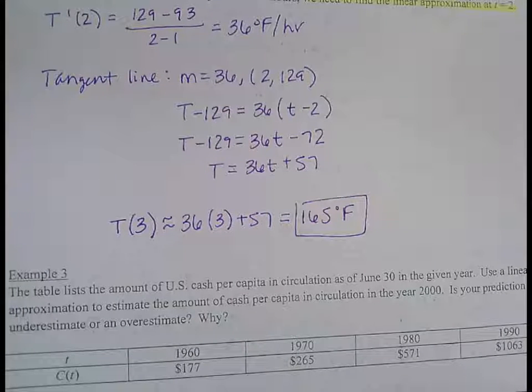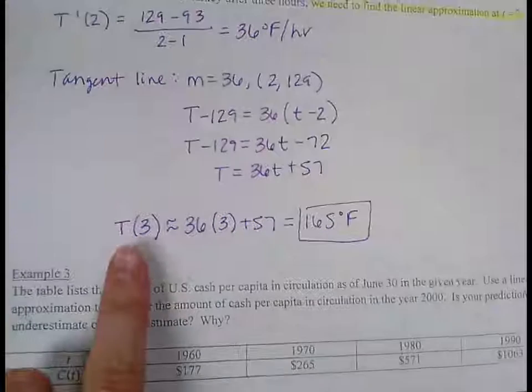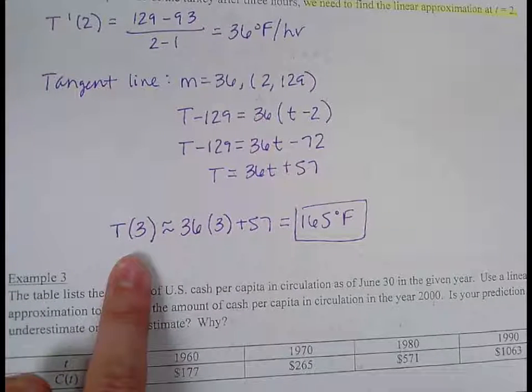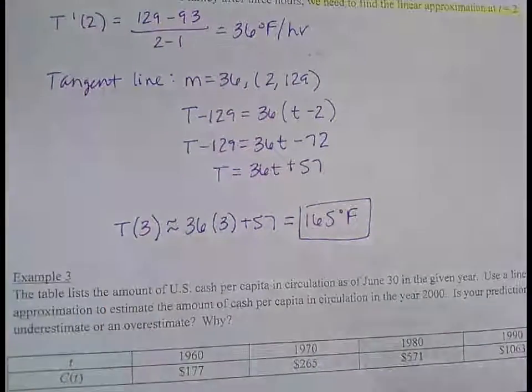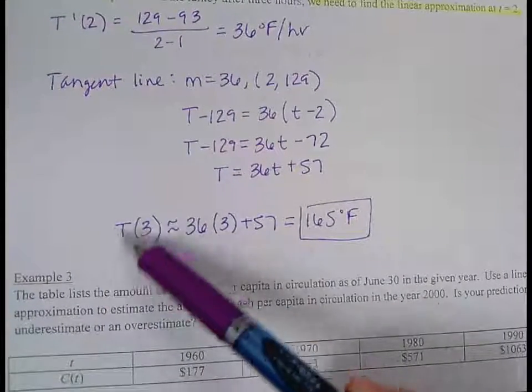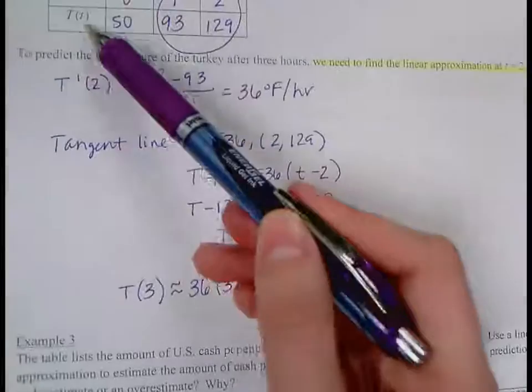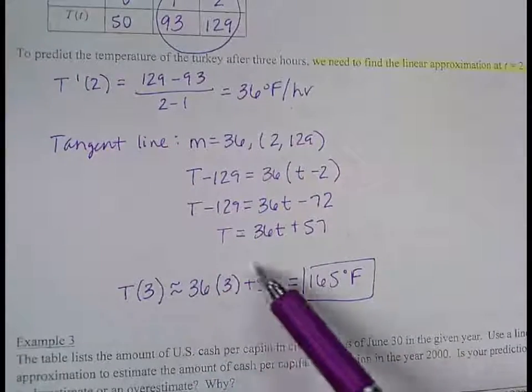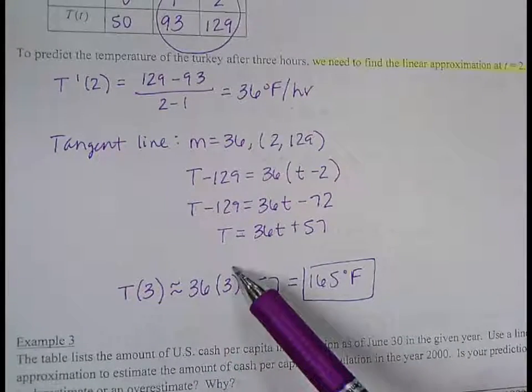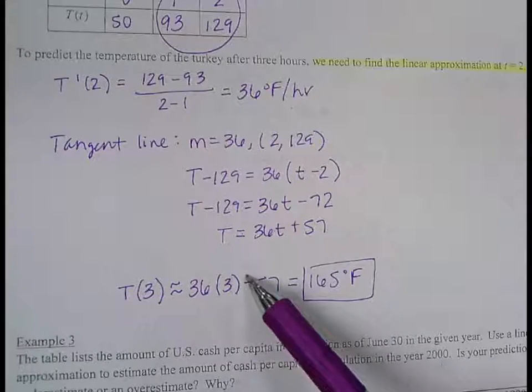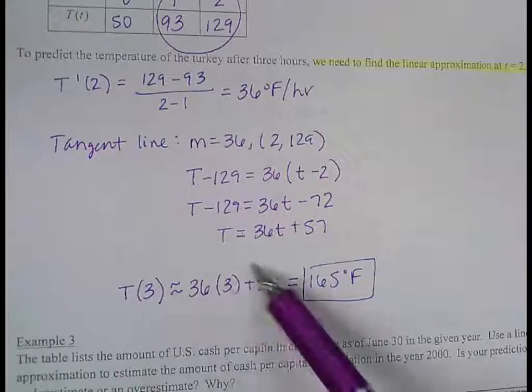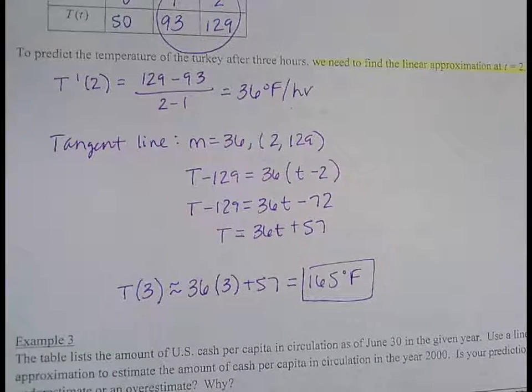All right, questions on that? Yes. The T of 3. Oh, like this would be the value on the actual curve itself for the function, and then this is the value of the tangent line at 3. So the value of the curve at 3 is approximately equal to the value of the tangent line at 3.